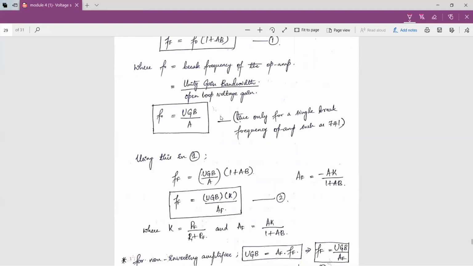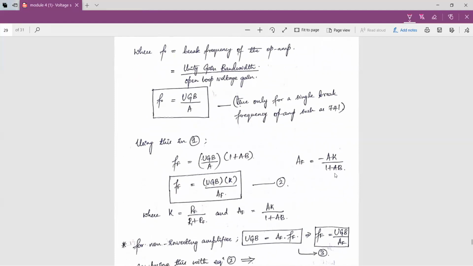Now I'll substitute for F naught in equation 1. So I'll get FF is equal to UGB by A into 1 plus AB. Now go back to equation 5 and you will find that AF is equal to minus AK divided by 1 plus AB. So now this 1 plus AB by A will be equal to K divided by AF, wherein this K is the voltage attenuation factor.